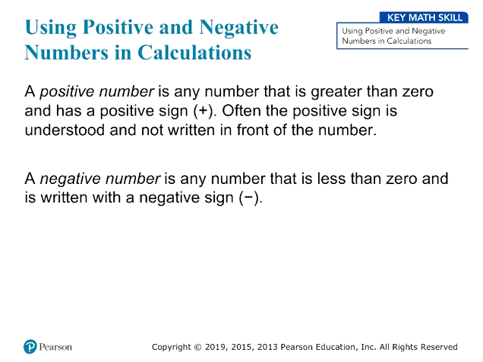So now let's review positive and negative numbers and calculations. Now, you might remember that a positive number is any number that is greater than 0 and has a positive sign. So often the positive sign is just understood, so we don't actually write it in front of the value. And then a negative number is any number that is less than 0, and of course we write that with a negative sign. And we do need to include that negative sign, otherwise we'll assume the number is positive.